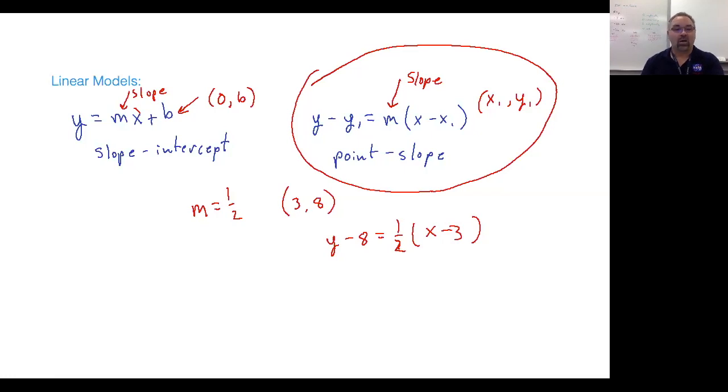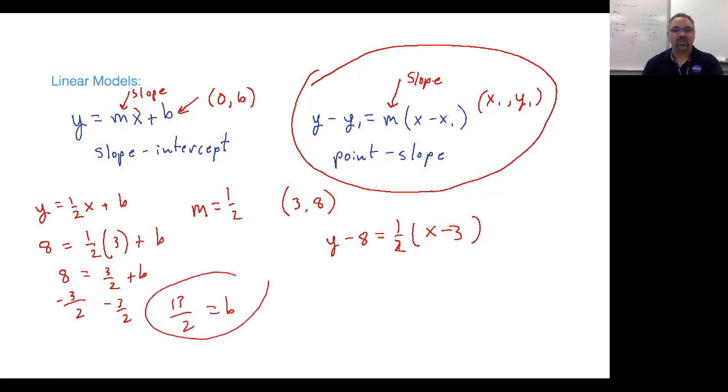Where I find it interesting is a lot of my students who are really fixated on slope-intercept form will do this. They say, okay, well, I know the y-coordinate is 8 and the x-coordinate is 3. So this is 8 equals 3/2 plus b. And they'll subtract 3/2 from both sides. 8 is 16/2 minus 3/2 is 13/2, so that has to be what b is. Then they'll rewrite the equation: y equals 1/2 x plus 13/2.